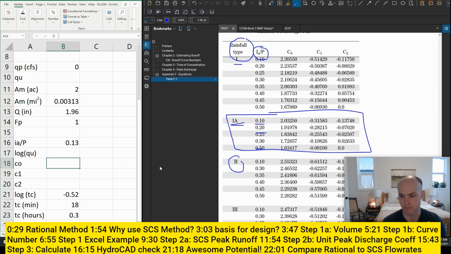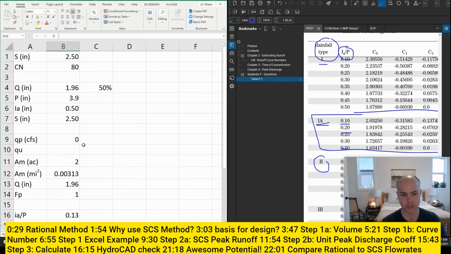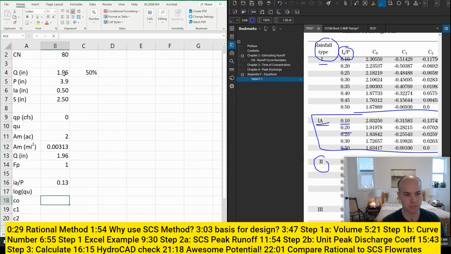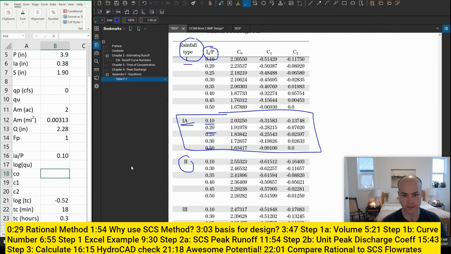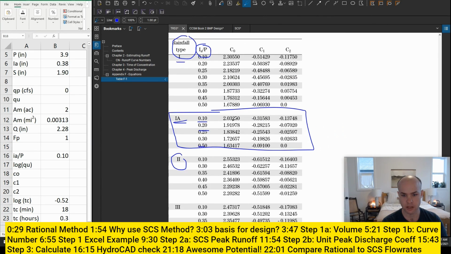But for this very crude example, and I'll show you how to set up a little bit more exact later, I'm going to change this value to piggyback my answer a little bit. So 81, 84. Here we go. If I set this to 84 for my curve number, now I have an IA of exactly 0.1. And that gives me a value of C0, C1, and C2. So 2.03250, negative 0.31583, negative 0.13748.